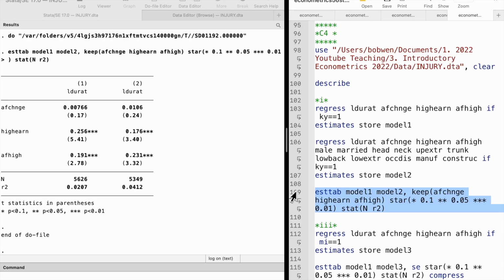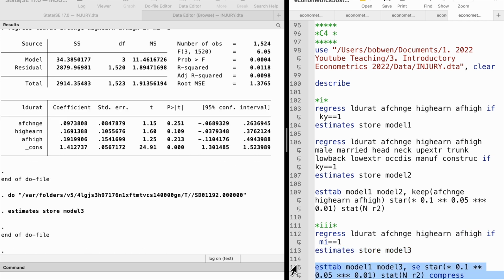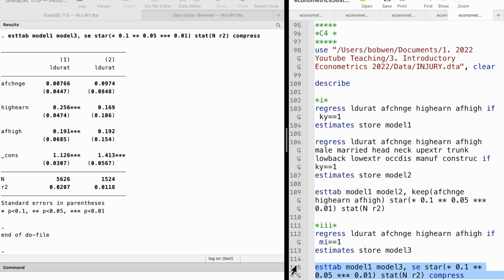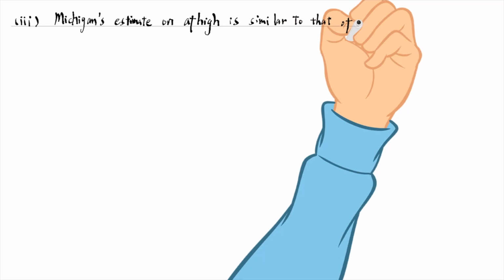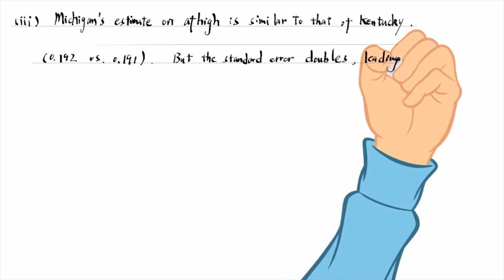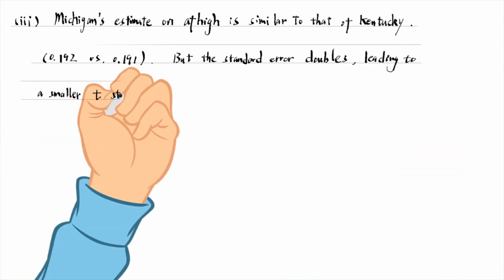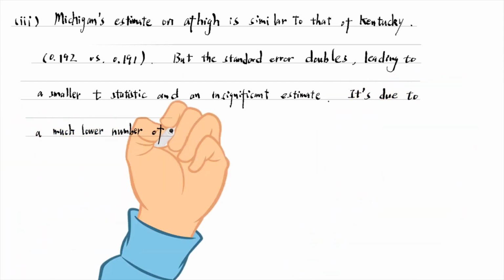We use the estimates store command to store the estimate results for each model, and then use the estab command to display the estimates in a table. We find that Michigan's estimate on the interaction term is similar to that of Kentucky, but the standard error doubles, leading to a smaller t-statistic and an insignificant estimate. One reason is that the number of observations in Michigan is much lower than in Kentucky.